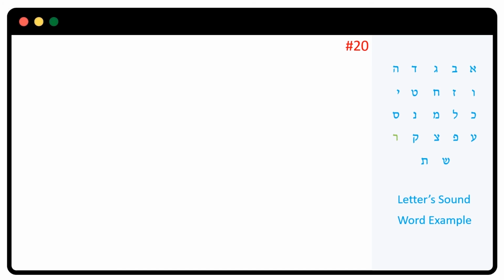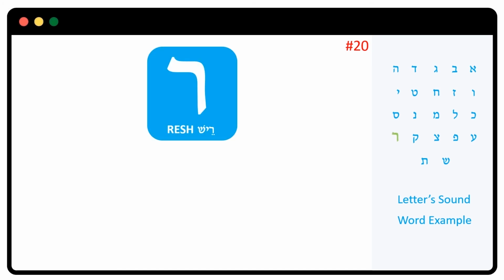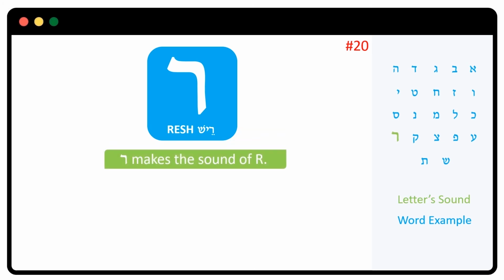Letter number 20, Resh. The letter Resh makes the sound of the letter R, like in the following word example, Rofeh. The word Rofeh starts with the letter Resh, and Rofeh means a doctor, or as how we say it with a Hebrew accent, doctor.